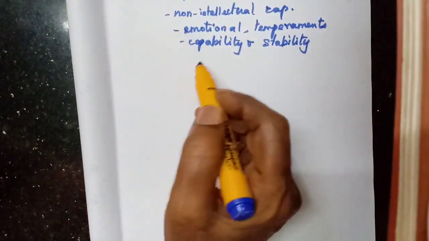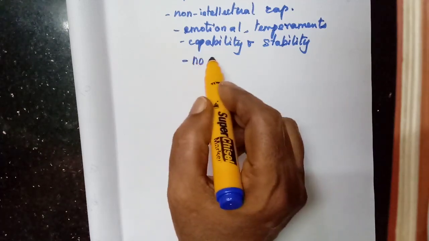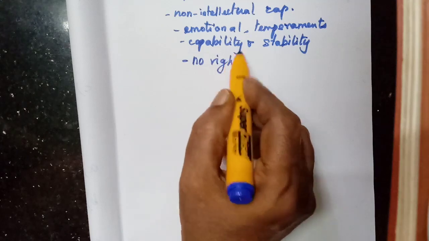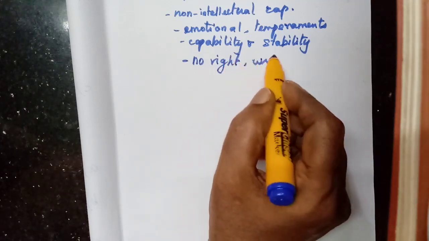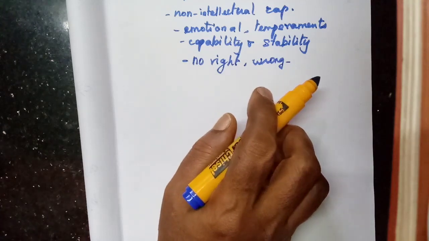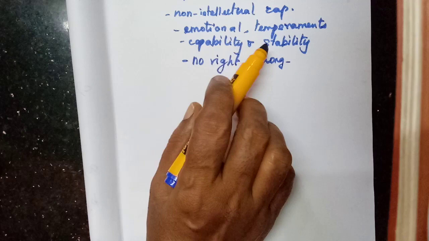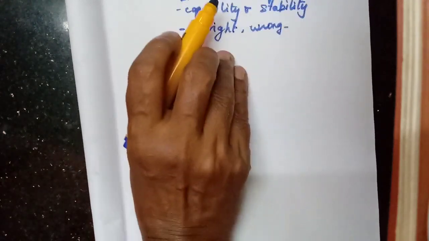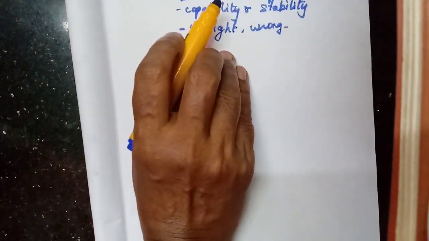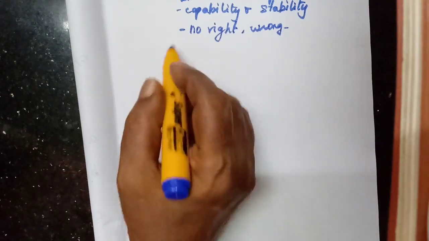Here in this personality test, we cannot say there is a right answer or wrong answer. Okay, there is no right or wrong answer. They will test the non-intellectual capacities, whether this person can have control over his emotions.